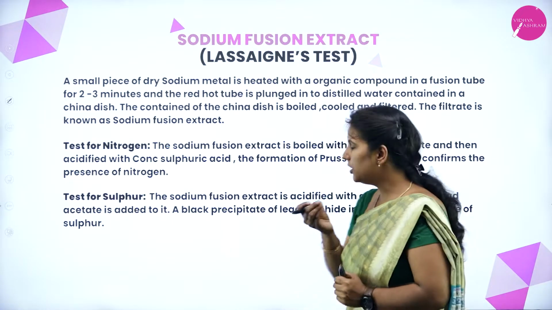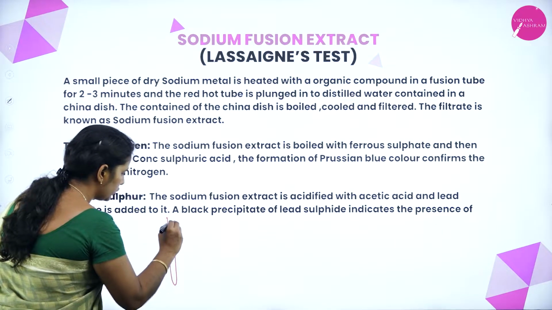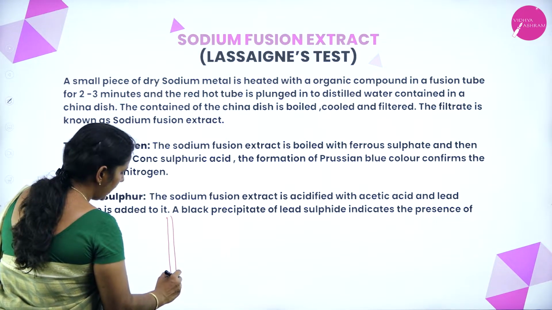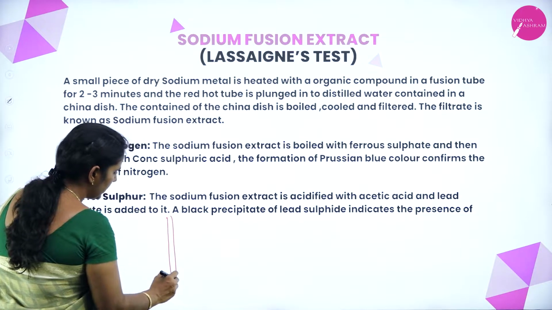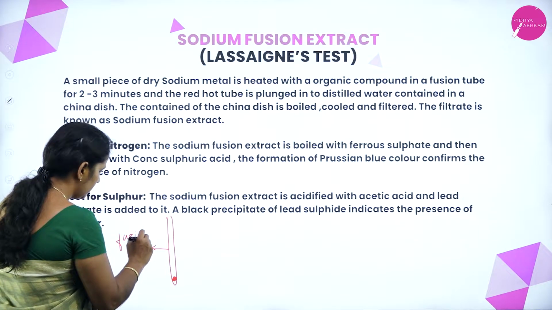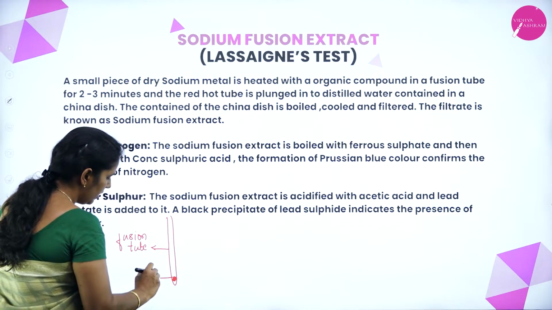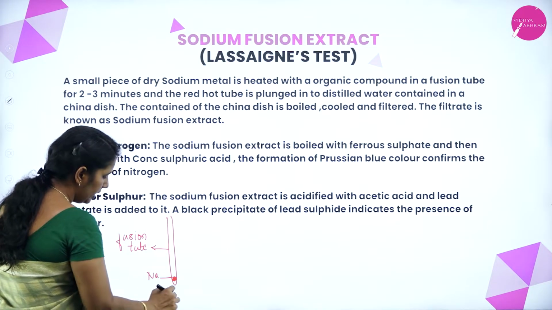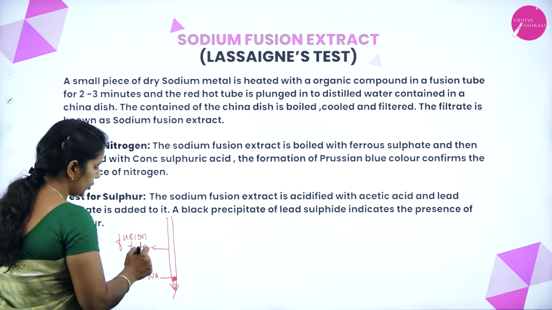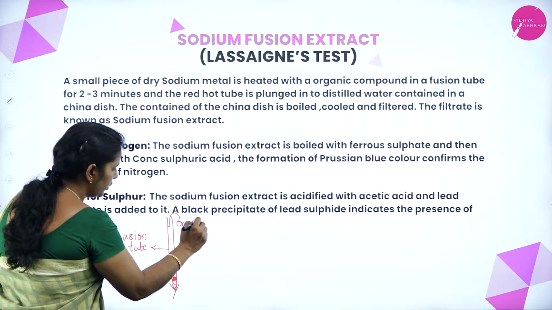select a fusion tube. It is a long tube and it is very thin. We are going to place a small amount of sodium in this fusion tube. This is a fusion tube. Okay, we are going to place what? Sodium, and we start heating. When we start heating, the sodium will be melted in the fusion tube. Afterwards, we are going to add the organic compound to it.